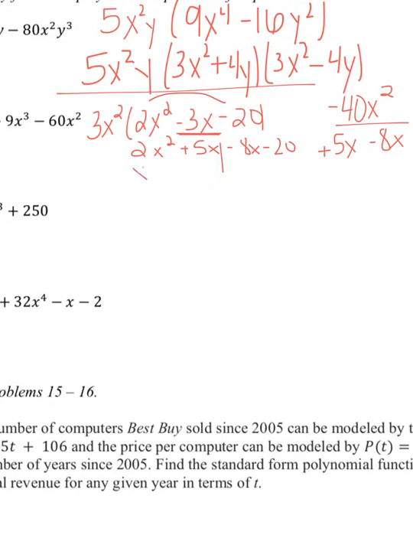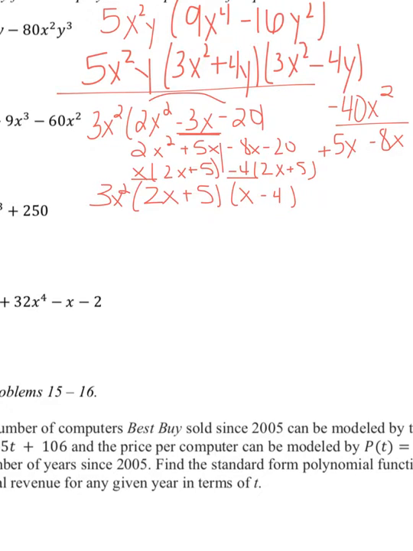So on the left, I take out an x. I'm left with 2x plus 5. On the right, I take out a negative 4, and I am left with 2x plus 5. My parentheses match, right? 2x plus 5. So that's how I know I did it correct. So the 2x plus 5 comes out, and I am left with x minus 4. Okay, do not forget, GCF comes out to the front after. Okay, and that's how you do master product.